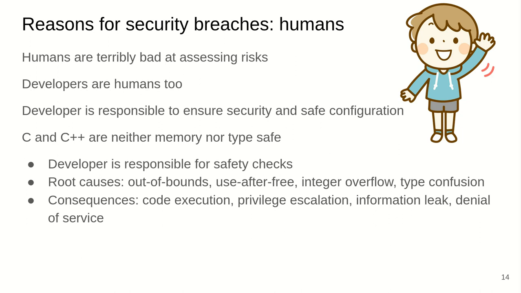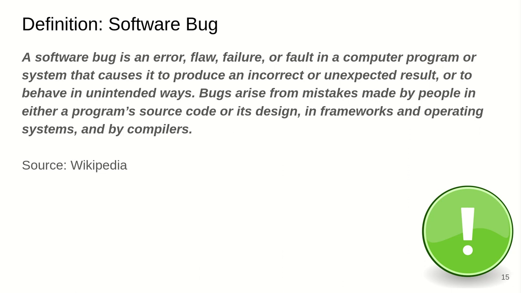Now, what actually is a software bug? I simply refer to the definition on Wikipedia: a software bug is an error, flaw, failure, or fault in a computer program or system that causes it to produce an incorrect or unexpected result or to behave in unintended ways. Bugs arise from mistakes made by people in either a program's source code or its design, in frameworks and operating systems, and by compilers. So this is the potential source of software bugs.